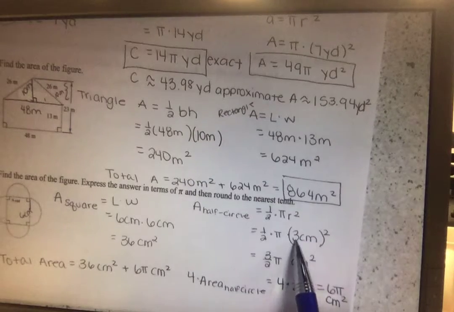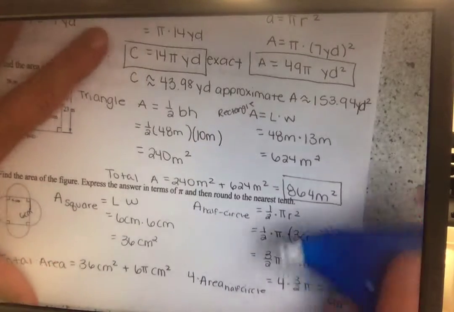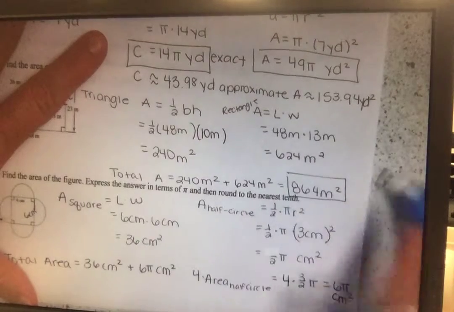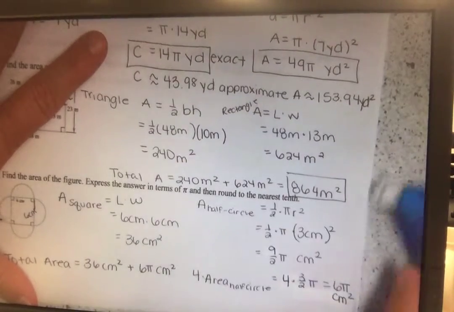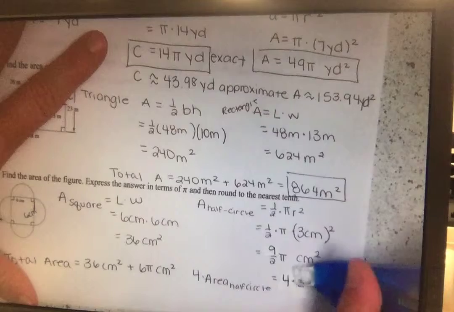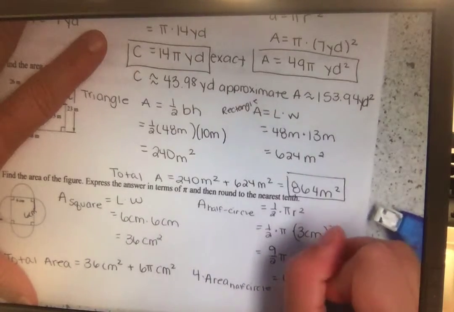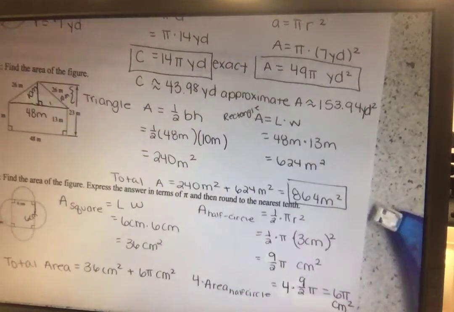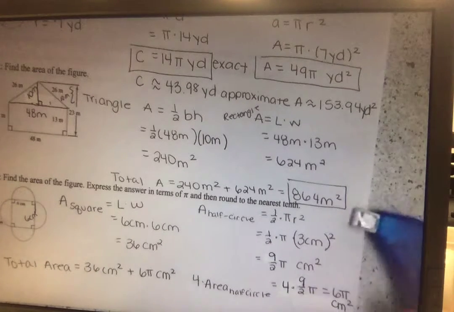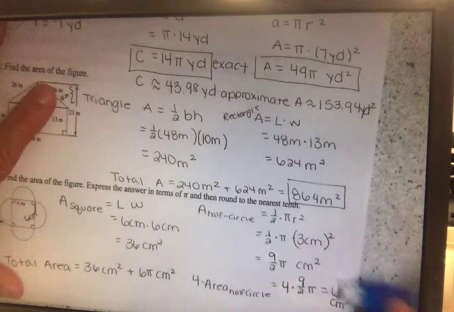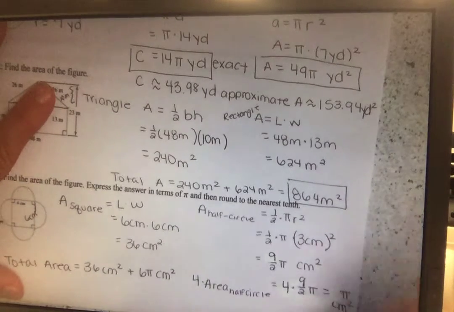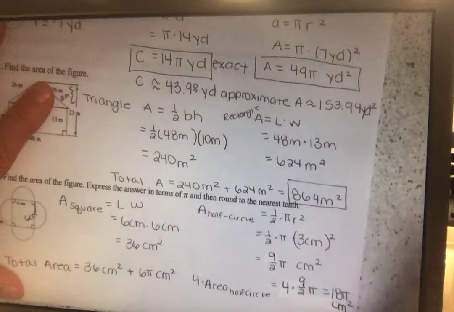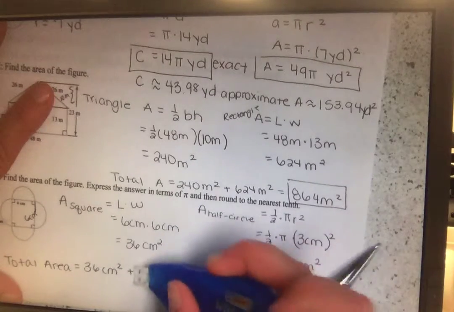I messed up. 3 squared is 9. So this should be 9. I'm sorry. This should be 9. So then this should be 18. And then this one should be 18. So this is our exact answer.